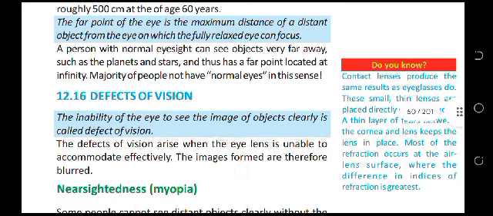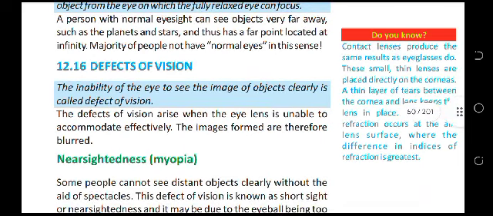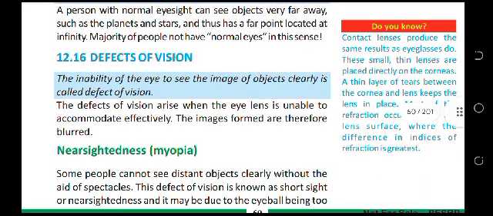The majority of people do not have normal eyes. In this sense, they have defects of vision. The inability of the eye to see the image of objects clearly is called defect of vision. The defect of vision arises when the eye lens is unable to accommodate effectively, and the images formed are therefore blurred.